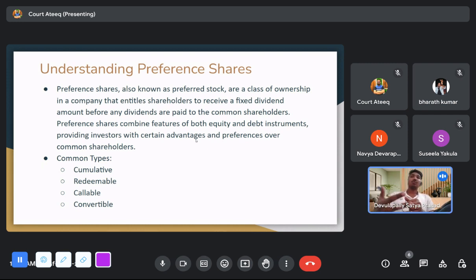And here there are four common types: cumulative, redeemable. In cumulative, let's say the company has said we are going to pay 5% dividend every year, and in case the company is not able to pay 5% dividends this year, the company should pay this 5% plus next year's 5% dividend in the next coming year. That is what cumulative dividends are. And next is redeemable. Redeemable is where the company can redeem those shares to itself. And these are some of the features. Next slide, please.